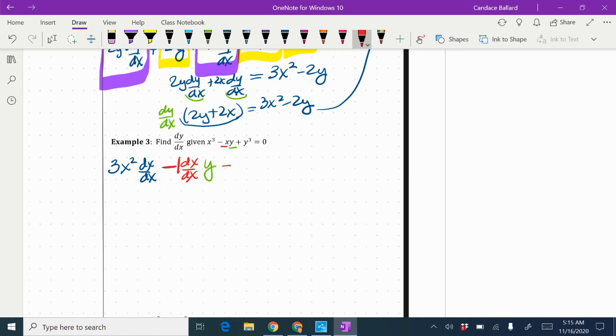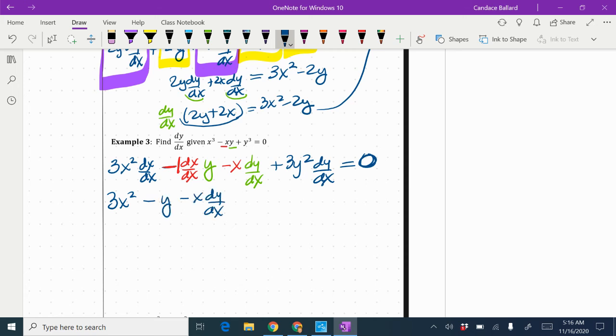I'm going to keep my red the way it is. Take the derivative of my green with respect to x would be dy/dx, or 1 dy/dx. And then the derivative of y cubed would be 3y squared dy/dx. And the derivative of 0 is still 0. I'm going to write one line to clean this up a little bit. So 3x squared, and then minus y, minus x dy/dx plus 3y squared dy/dx equals 0.